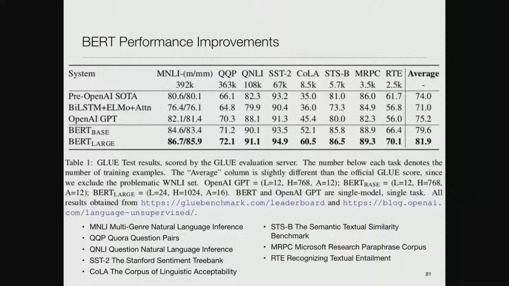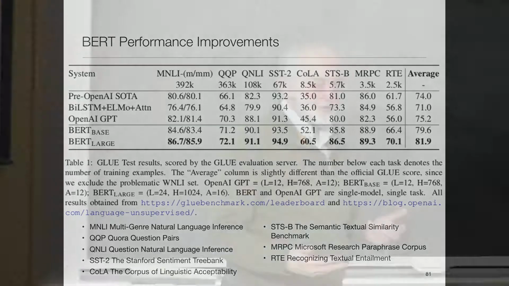Here we're going from like 66% to 72% from the earlier state of the art, 82 to 91, 93 to 94, 35 to 60 in the COLA task corpus of linguistic acceptability. So this is asking, I think, Mechanical Turk people for generated sentences, is this sentence a valid sentence of English? And so it's an interesting benchmark. So it's producing really significant improvements all over the place.